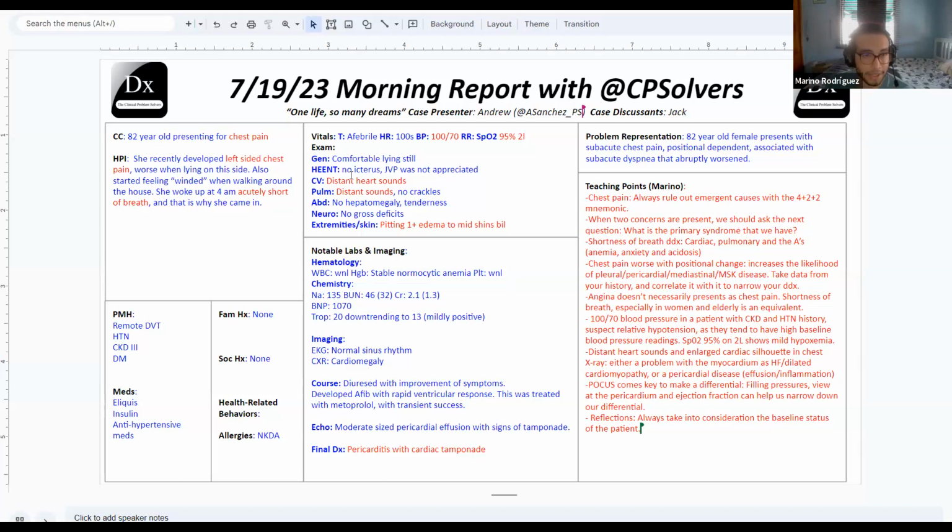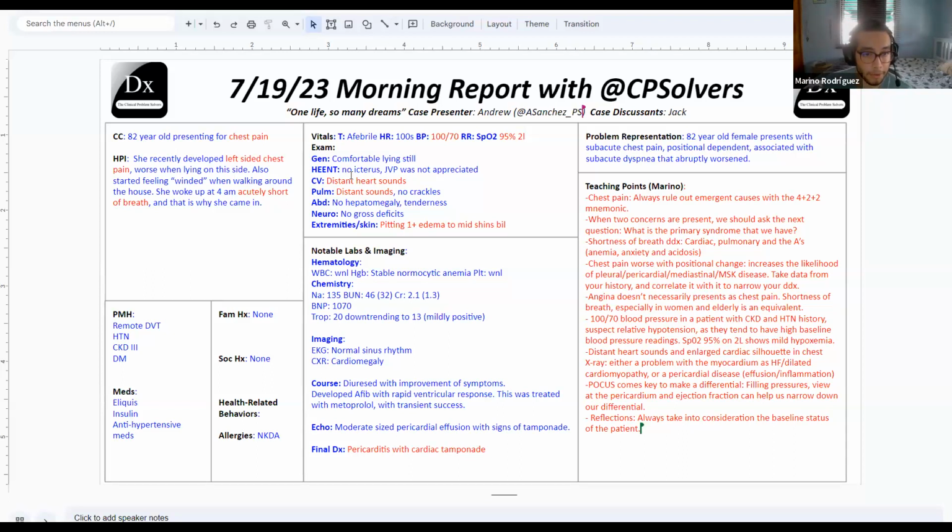Later, we got a chest X-ray, and it gave us data that was important to the clinical presentation of this patient. So she had distant heart sounds, and also she had an enlarged cardiac silhouette in the chest X-ray. When we see these two together, we must think about either a problem with the myocardium, like heart failure or dilated cardiomyopathy, or we must shift our focus to a pericardial disease, such as effusion or inflammation of the pericardium.